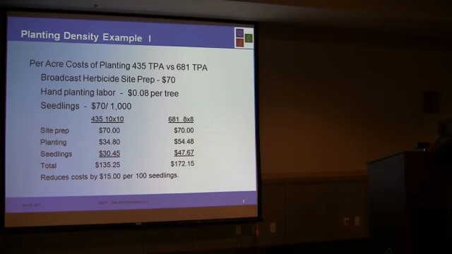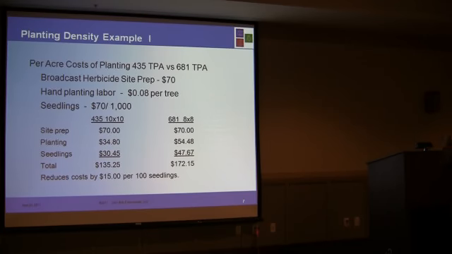Next slide. Okay, so I'm making the claim that if you reduce your planting density, and you plant over 600 trees per acre, this is for you. If you're under 600 trees per acre, I'm preaching to the choir. But in this example, we have a base of 680 trees per acre at 8 by 8 foot spacing.